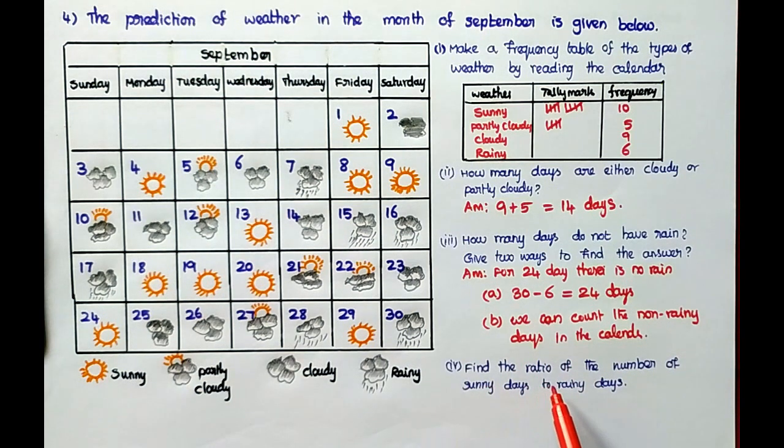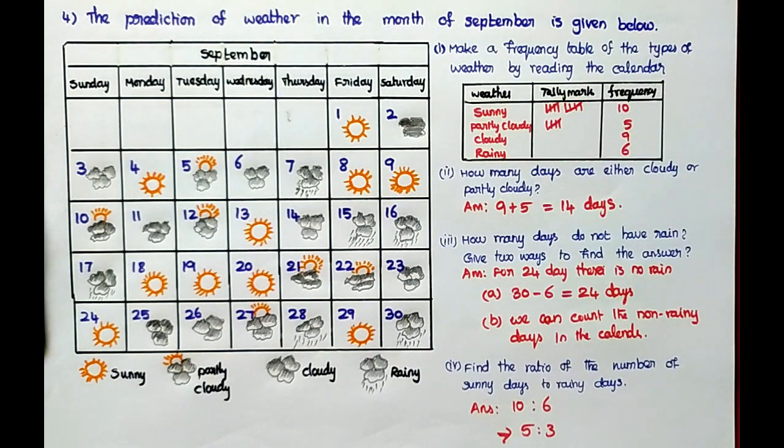Fourth one, find the ratio of the number of sunny days to rainy days. Sunny days 10 is to rainy days 6. Divided by 2, we get the simplification 5 is to 3. That is the answer.